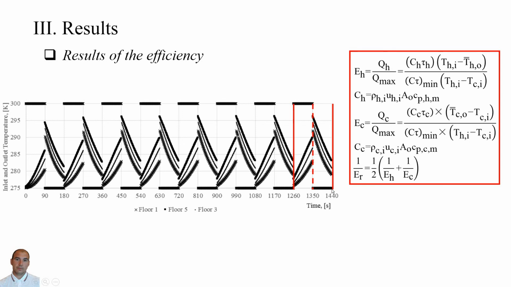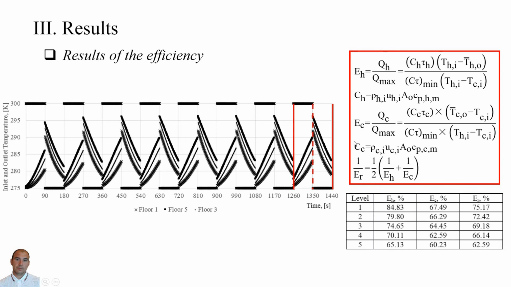The thermal efficiency during the hot and cold half periods was calculated by the equation on the screen, and the overall efficiency of the regenerator was calculated by these equations. As you can see, the values of the efficiency during the heating and cooling period are shown in the table, and they are strongly unbalanced and have different values for the floors of the building.